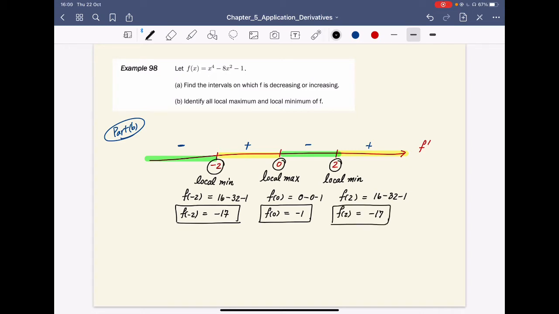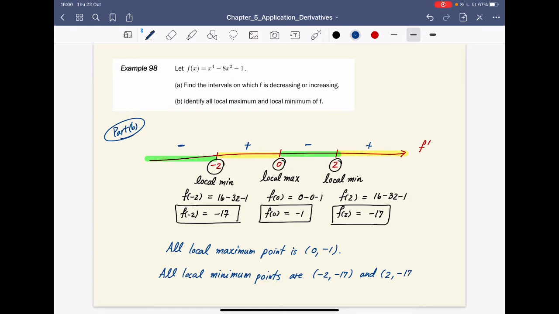All right, which we can conclude the answer now. So all local maximum points, this is going to be x equal to 0, y equal to -1. And all local minimum points, this is going to be (-2, -17) and (2, -17). All right, well, simple, right?